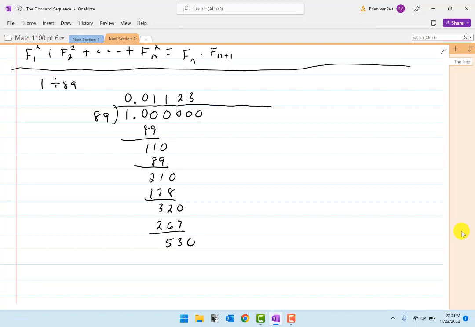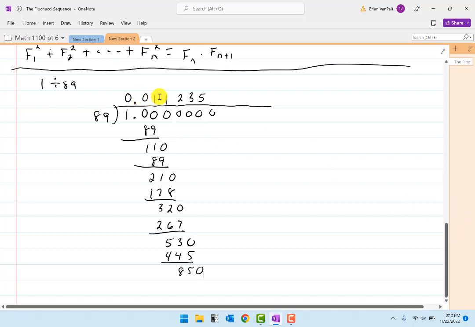Bring down another 0. 89 goes into 530 5 times. 5 times 89 is 445. 85 is the difference. Bring down another 0. Now at this point I'm going to stop. You would do another digit, but look at these digits appearing up here. These are the beginnings of the Fibonacci sequence. Of course, the next number that I'm going to have to put is a 9, so it destroys it.